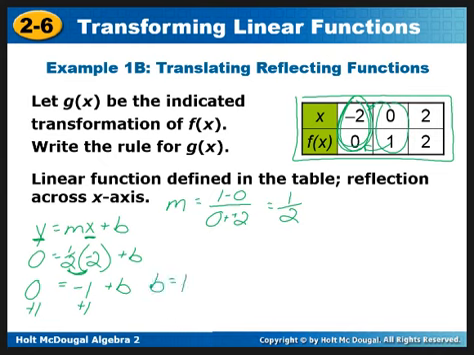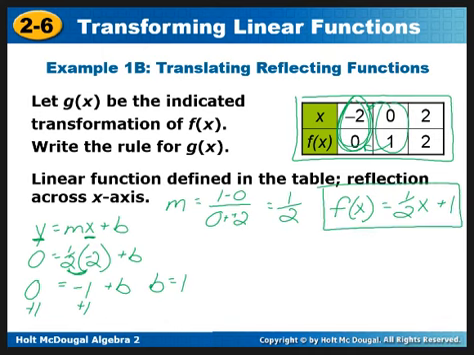So after it's all said and done, the equation, which we're going to call f of x, we'll just take that y and make it an f of x, is going to be 1/2 x plus 1. That is the equation of the line that I get based on the information represented above. Now, we're supposed to take that and write a rule for g of x, which basically takes this information that I just found and reflects it over the x-axis.